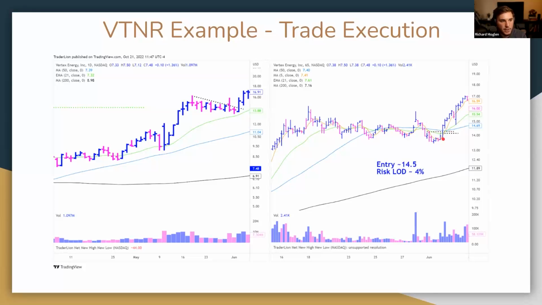I managed my risk right at the low of the day on that day, which is about a 4% stop loss from 14.5. And 4% is pretty much good. I like 3% if possible, but 4% is not too bad. I like how it immediately got back above the moving averages on this lower time frame and started working and trending beautifully above that 5 SMA on that time frame.